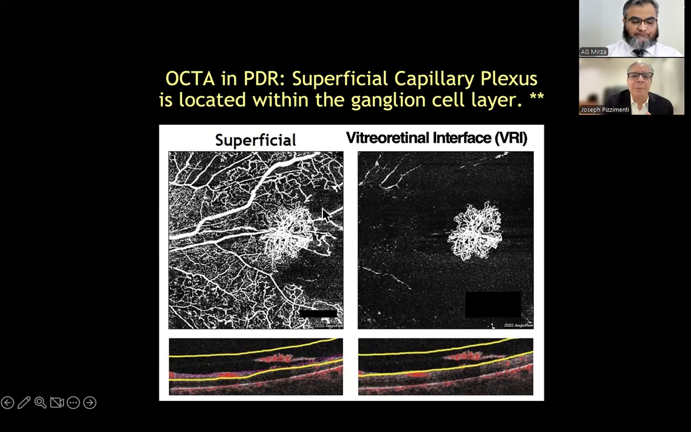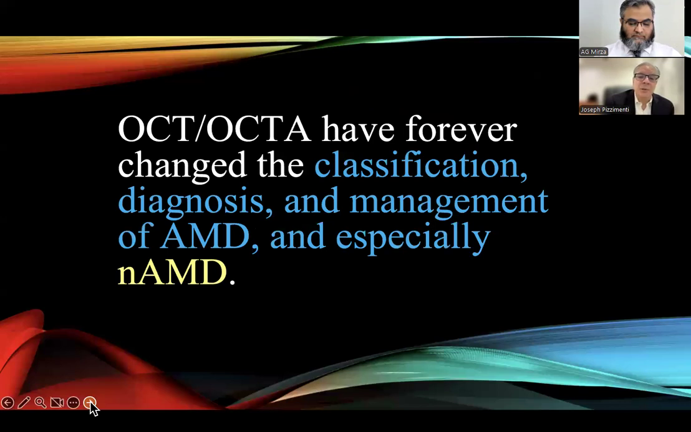Some other examples in PDR where all we have to do is to bring these yellow lines upward to really isolate these vessels. And with the red blood flow overlay, it's fairly easy to find certain areas of neovascularization.